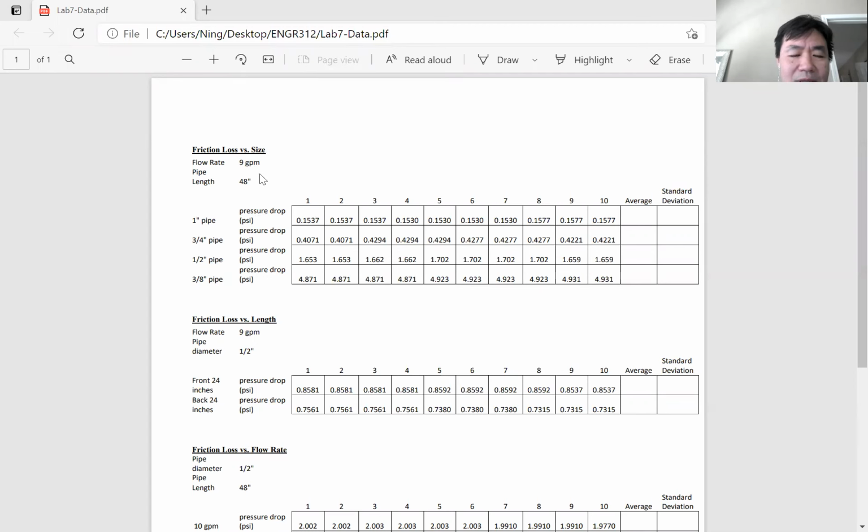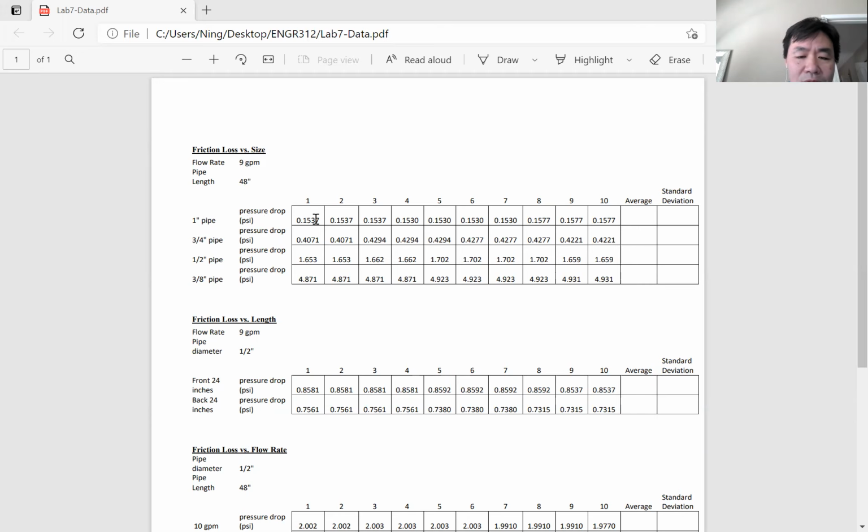We only change one parameter in each category of experiment. For example, in the first one we change the diameter only, right? So we keep the flow rate the same, 9 GPM. We keep the length 48. We don't change those. We only change the pipe size.